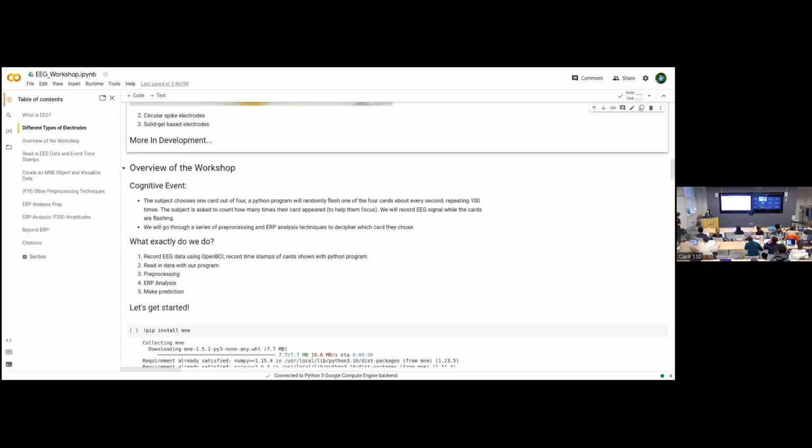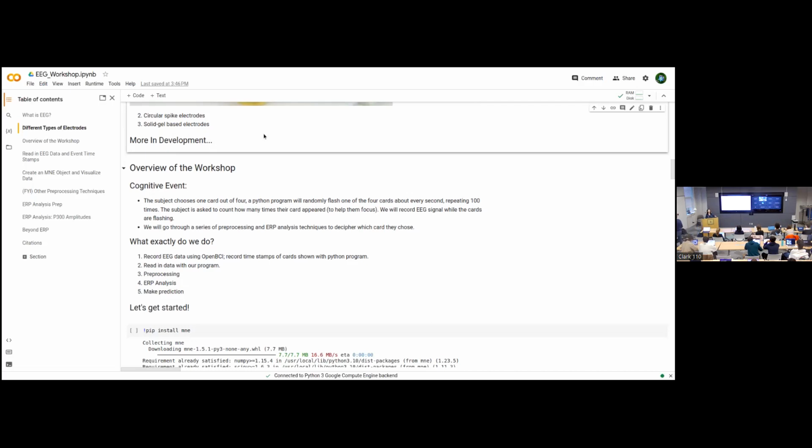I'm not sure if you can pass it around, but I have a picture because we have it. Essentially, how it looks is that you have these spikes arranged in a circular fashion. These particular electrodes have two concentric circles of little spikes, and they contain the casing for the electrodes inside. And then the third type is solid gel based electrodes.